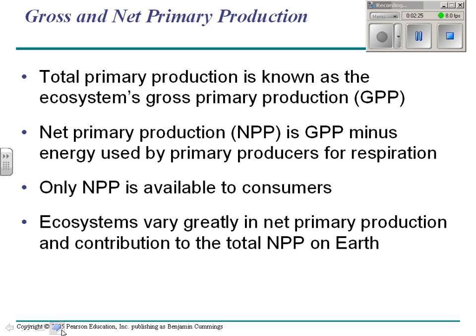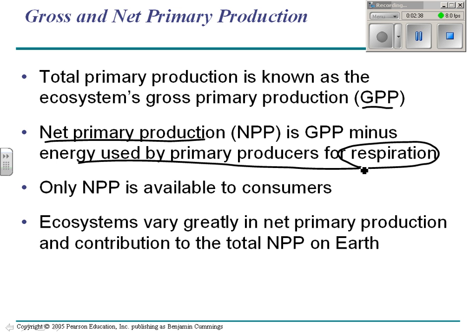So total primary production, all of the primary production that's done, is the gross primary production. Net primary production, which we'll look at in lab in some detail, is that minus all the energy used by a primary producer for respiration. So the only thing an organism is going to get to eat is what's left over.